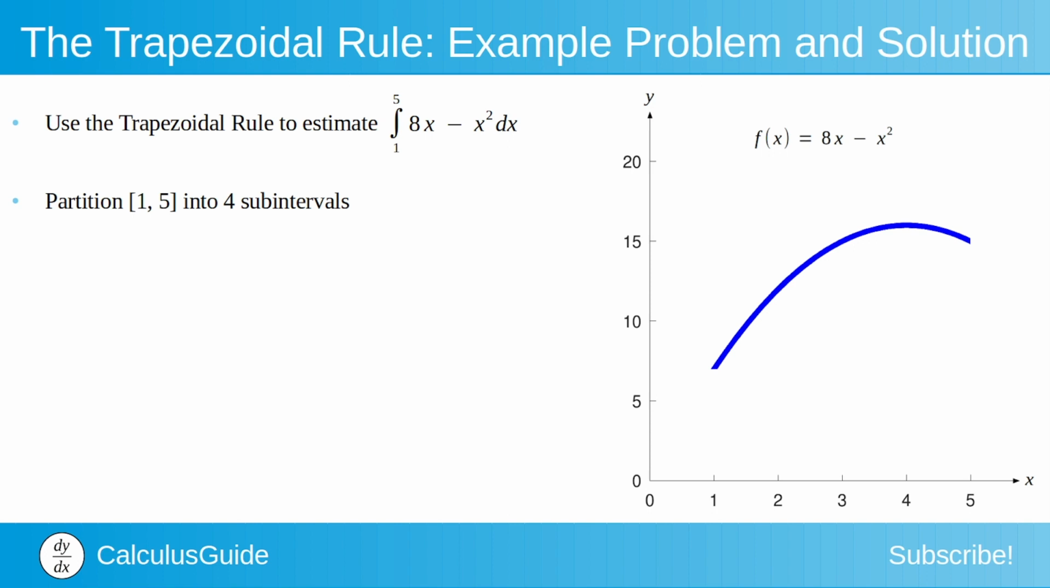I'll be estimating the definite integral from 1 to 5. So a is equal to 1 and b is equal to 5, and I'll be using 4 subintervals, so n is equal to 4. The step size h is equal to b minus a over n, which is equal to 5 minus 1 over 4, which is equal to 4 over 4, which is equal to 1.